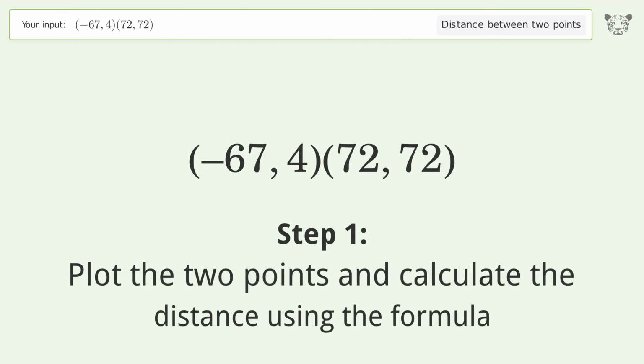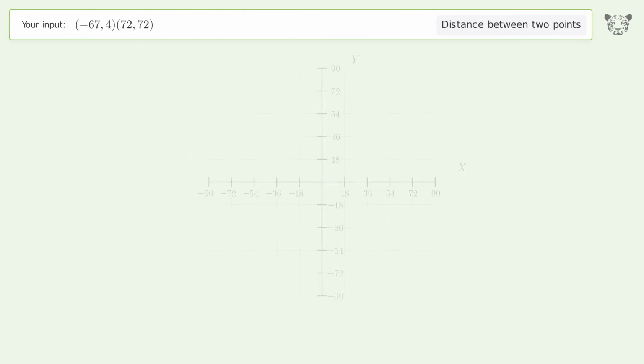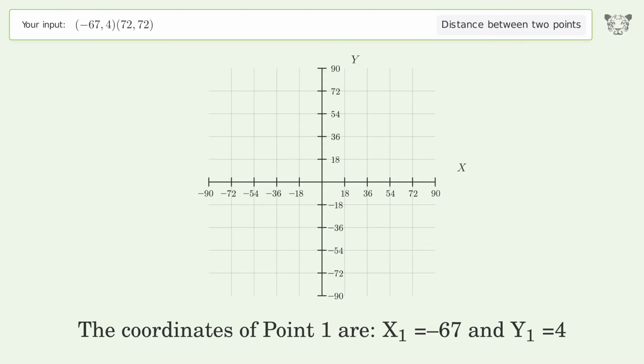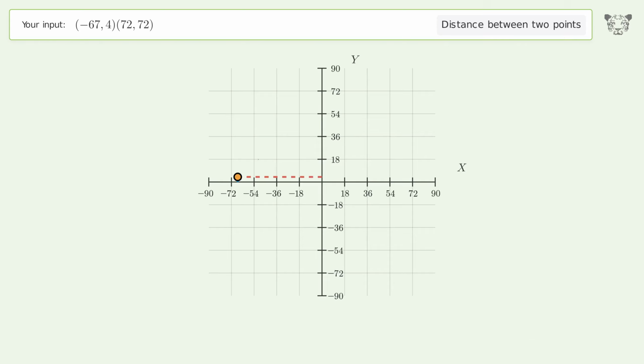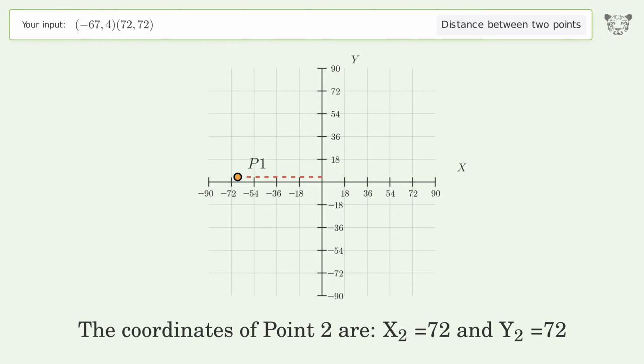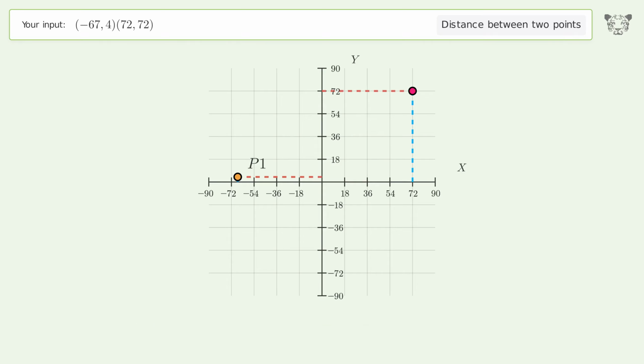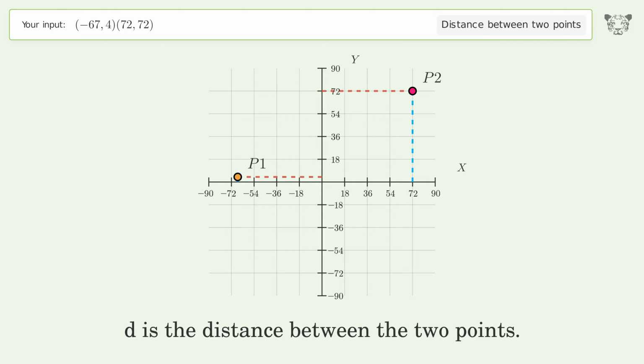Plot the 2 points and calculate the distance using the formula. The coordinates of point 1 are, x1 equals -67 and y1 equals 4. The coordinates of point 2 are, x2 equals 72 and y2 equals 72. D is the distance between the 2 points.